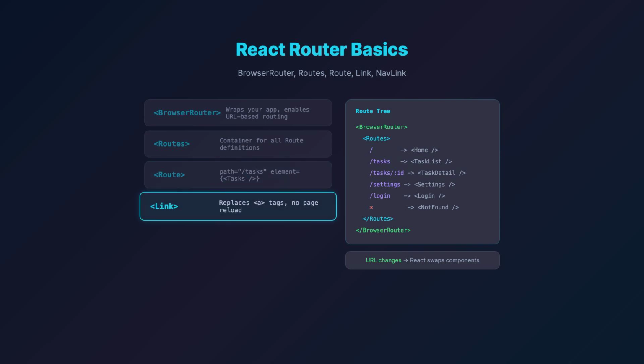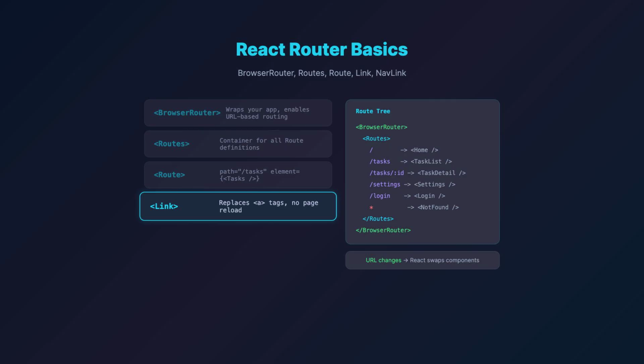For navigation, you use Link instead of anchor tags. Link renders an anchor tag but intercepts the click. Instead of a full page reload, it uses the history API to update the URL. React Router sees the new URL and swaps the component, instant, no reload.